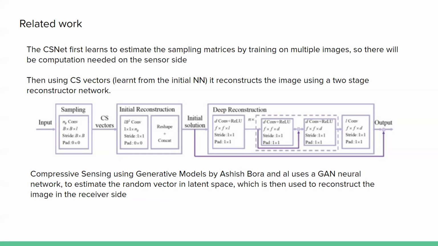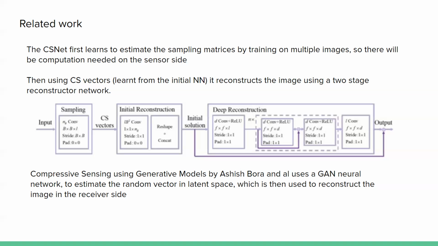However, there is a drawback to this approach. The site needs to run this neural network every time for each image and send that reconstruction matrix to the receiver in order for this to work. But in our problem statement, we have a really hardware-constrained sensor on site, so that's not a possibility for us. And also there are other approaches using GANs.